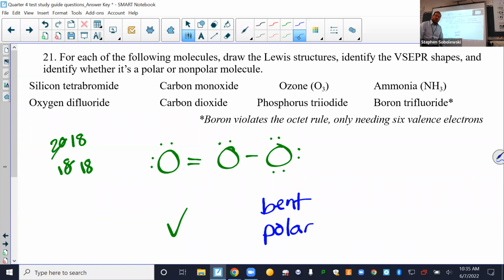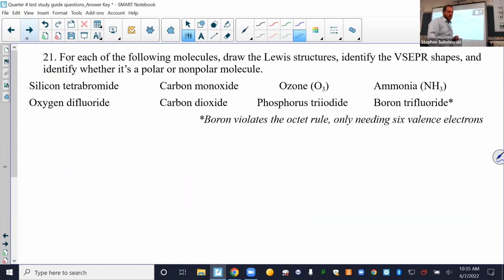How can it be polar if it's three of the same elements? Three atoms of the same element. Well, it doesn't come down to the difference in electronegativity, which is 0 between each of these atoms. It only comes down to, does the central atom have a lone pair or does it not? And because this has a lone pair, it's a polar molecule. Simple as that. All right, next one, ammonia, NH3.